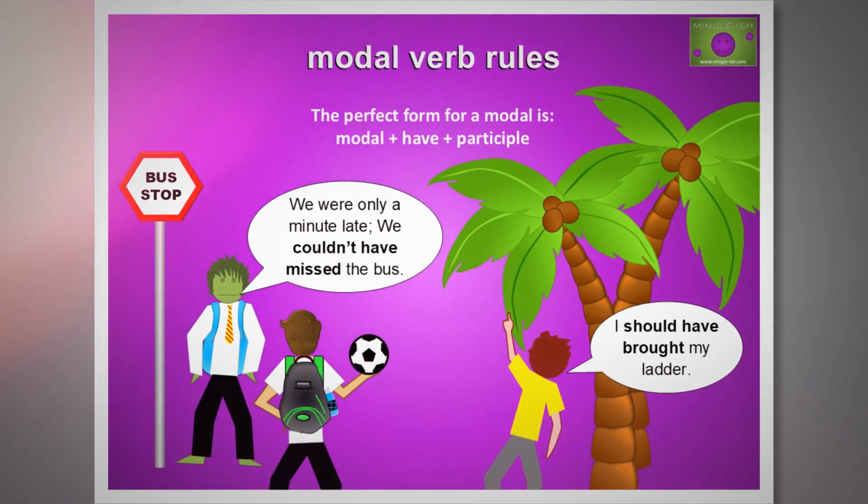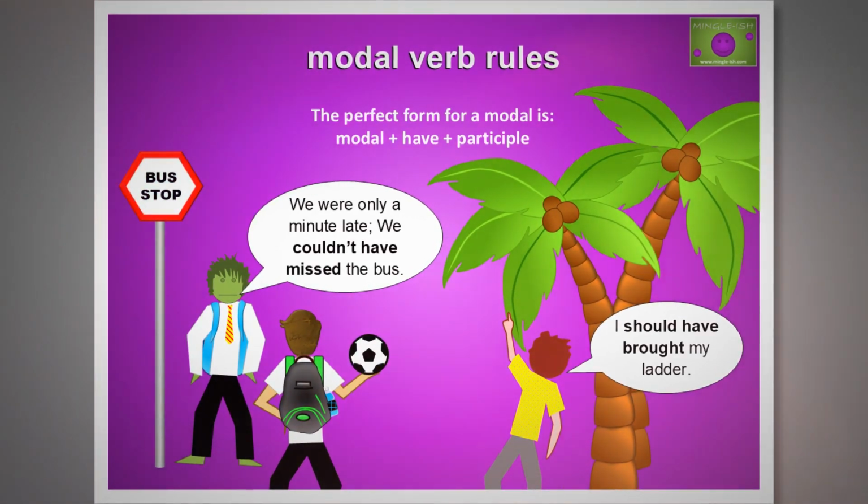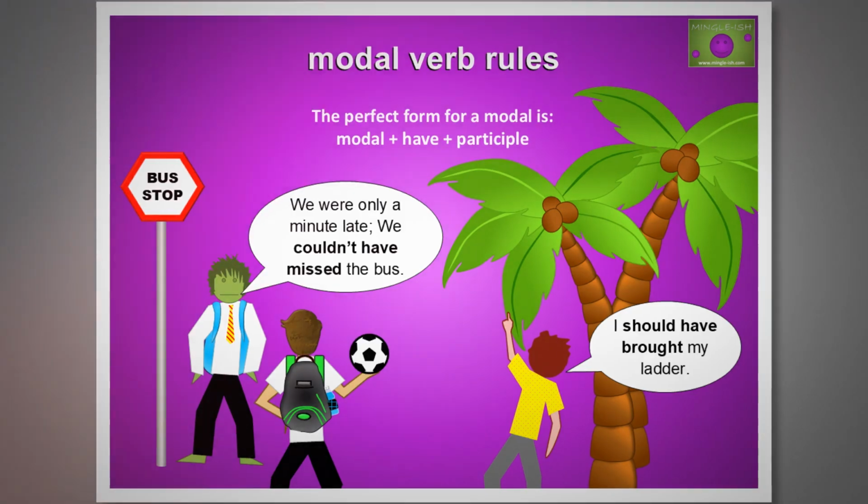The perfect form for a modal is modal plus have plus participle. We were only a minute late. We couldn't have missed the bus. I should have brought my ladder.